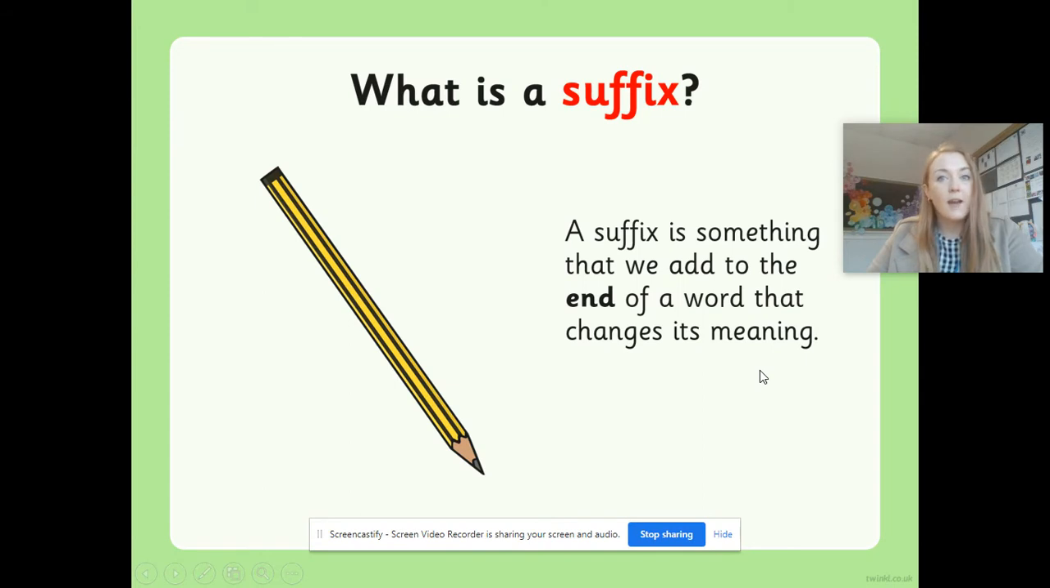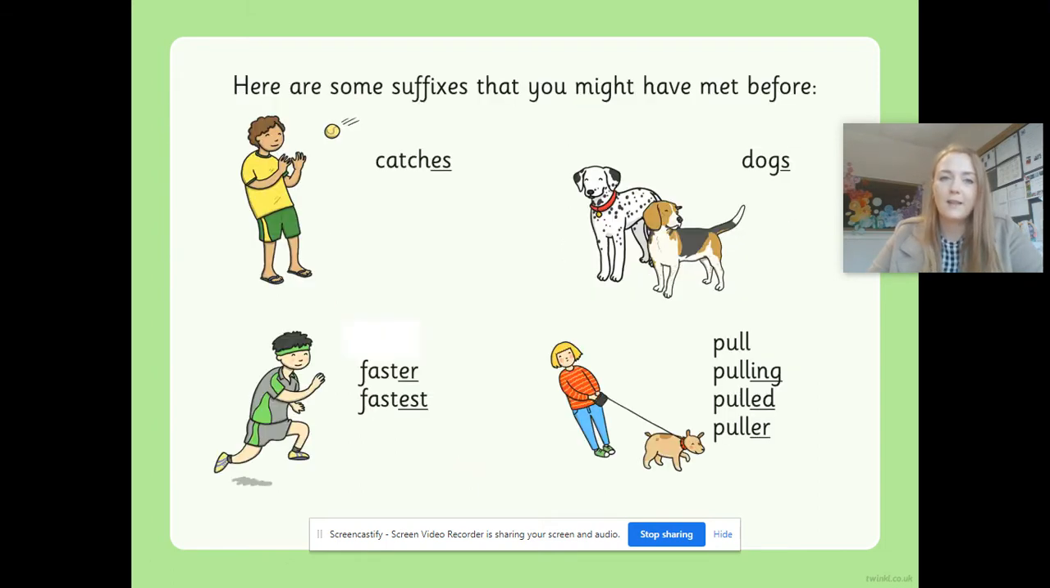So what is a suffix? I'm sure you all know, but a suffix is something that we add to the end of a word that changes its meaning. Perhaps you could pause the video here and have a think of some of the different suffixes that you know, and perhaps you could jot them down.